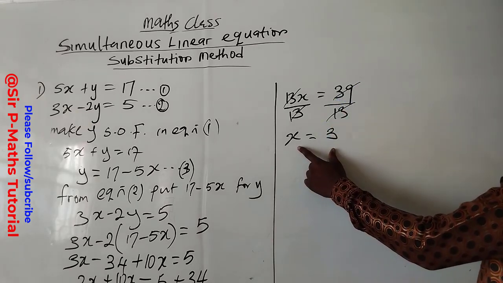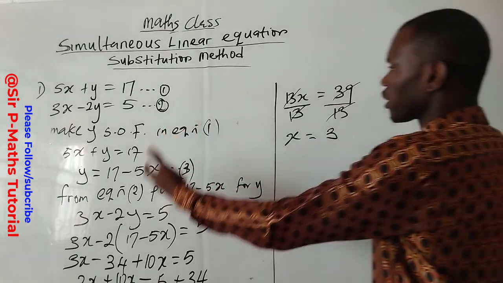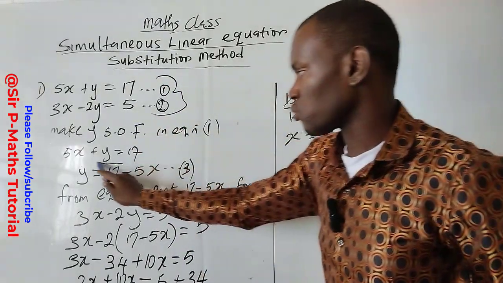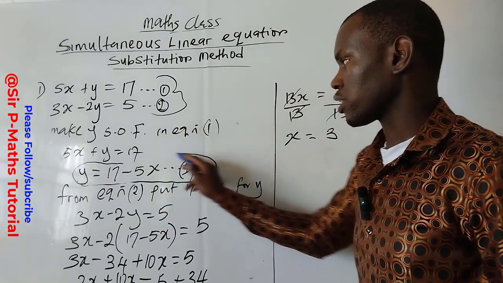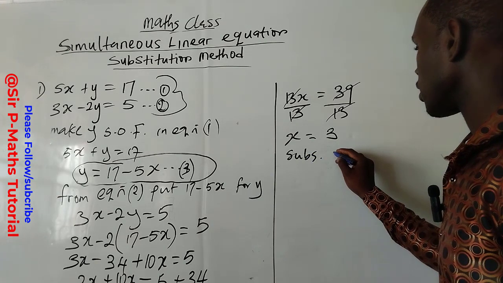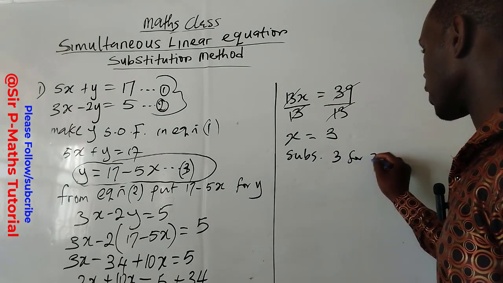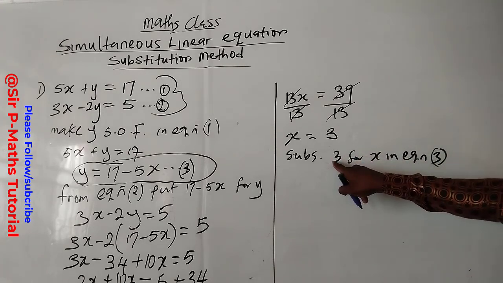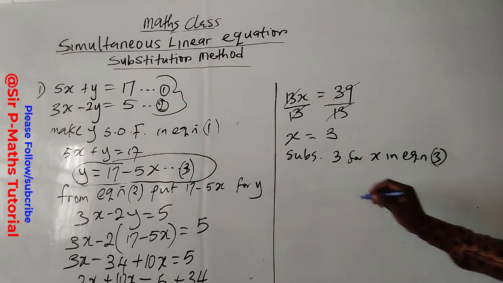So having gotten x, the next thing I will need to get is my y. But I will not go back to equation 1 and 2. I'll go back to that equation I formed, which is equation 3. So substitute 3 for x in equation 3. Anywhere we see x in equation 3, we put 3 there.